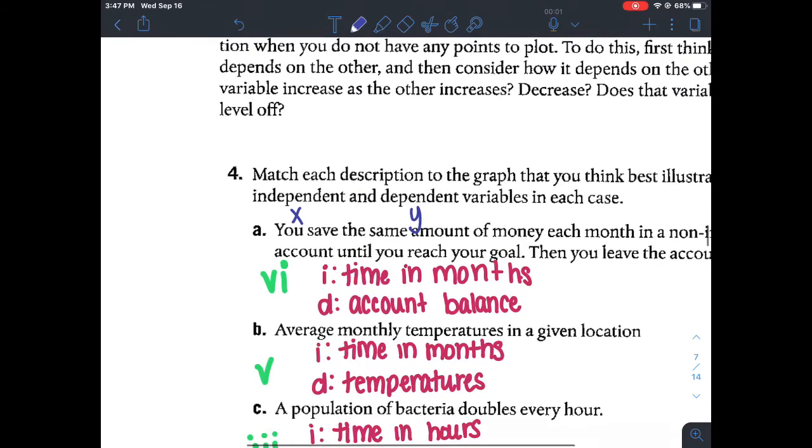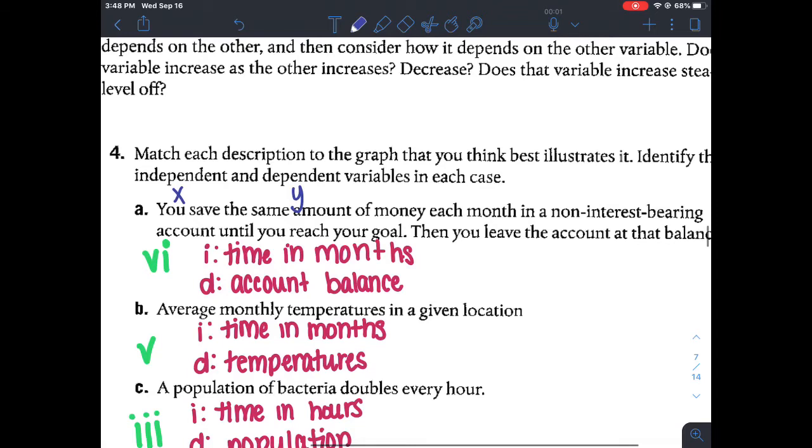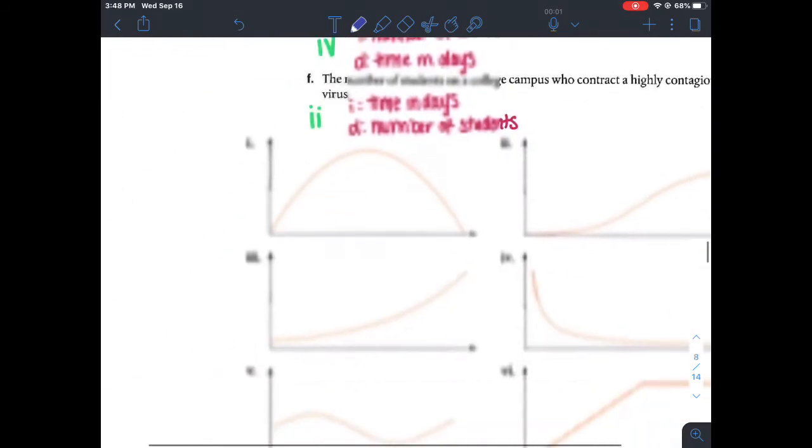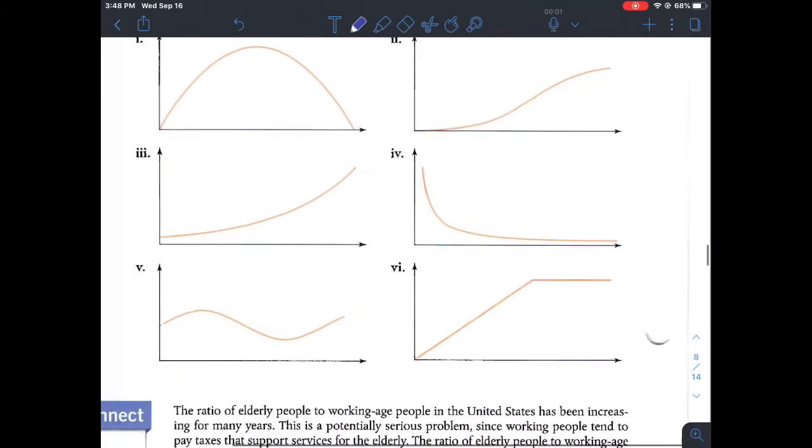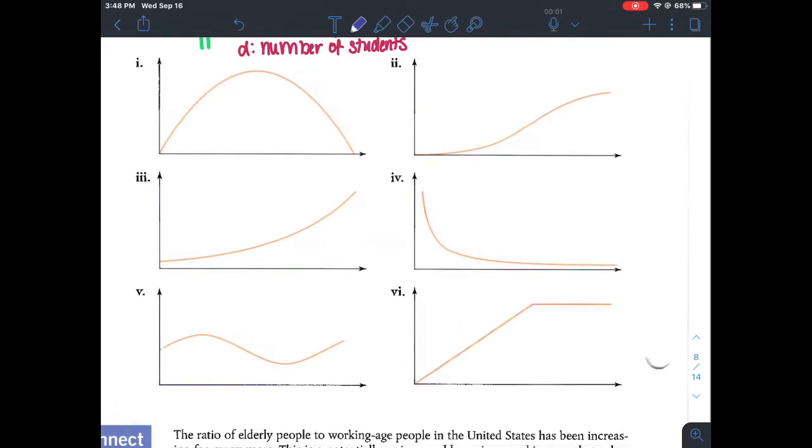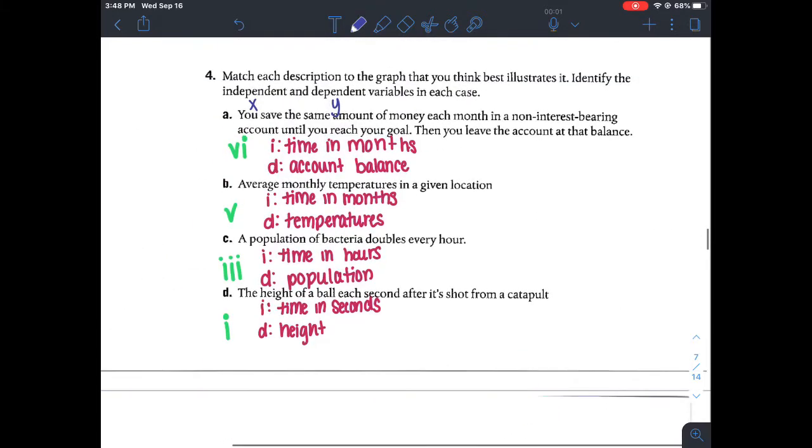So time is always independent, and we are measuring it in months. And what happens each month? Your account balance changes. So I said that goes with graph VI, so 6. So we added interest, and then we just left it and just kept it consistent, that same balance. We kept the balance consistent.